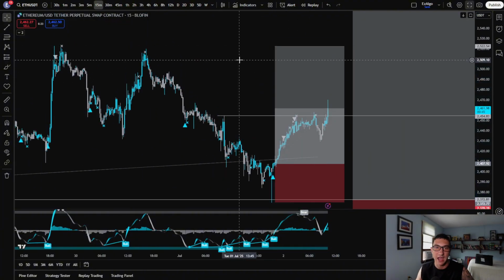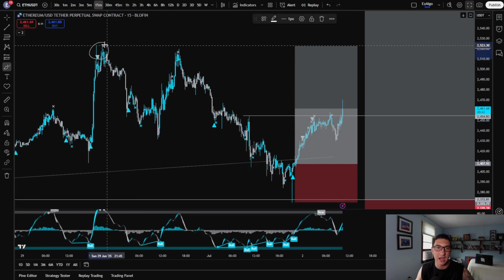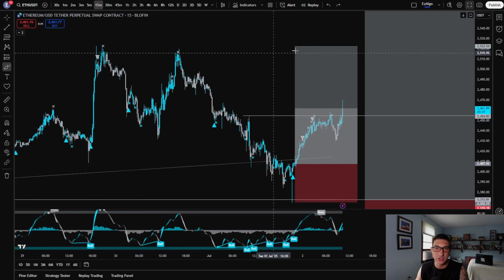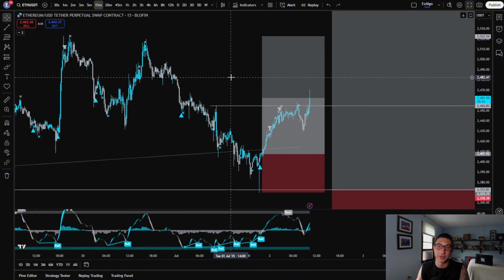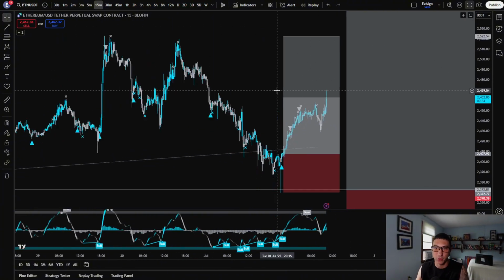Ideally, I want to be targeting higher prices. Okay, again, we have an equal high up here, which is a strong draw on liquidity. So this is going to be my target for around a 1-to-3 risk to reward ratio. No partials for this Ethereum trade.